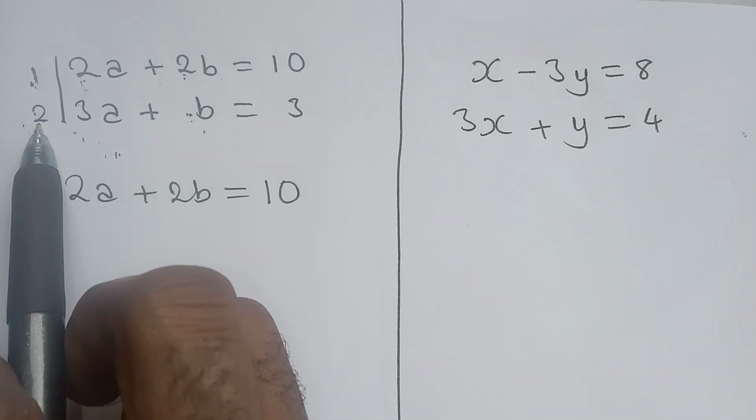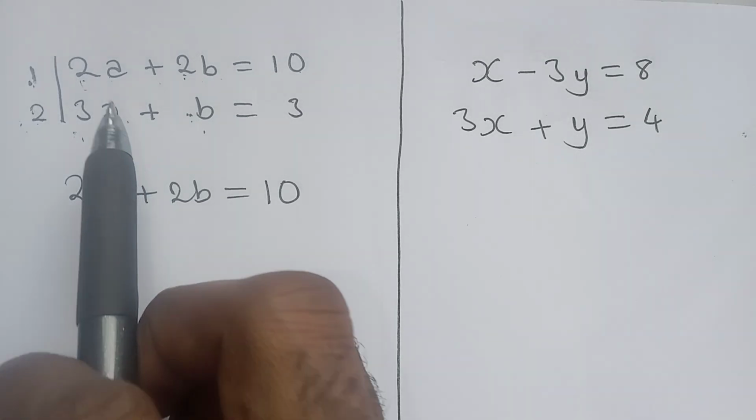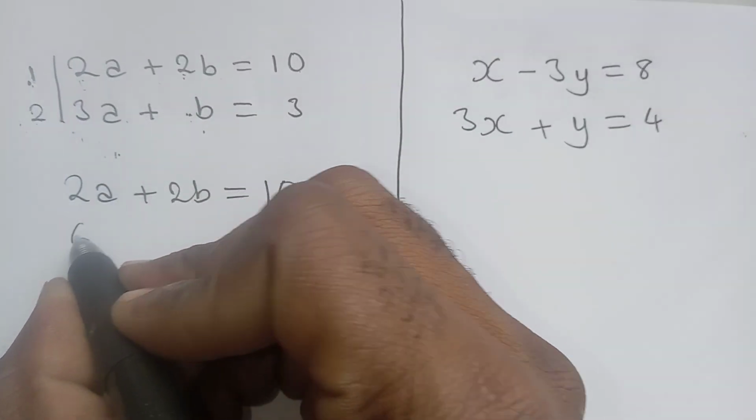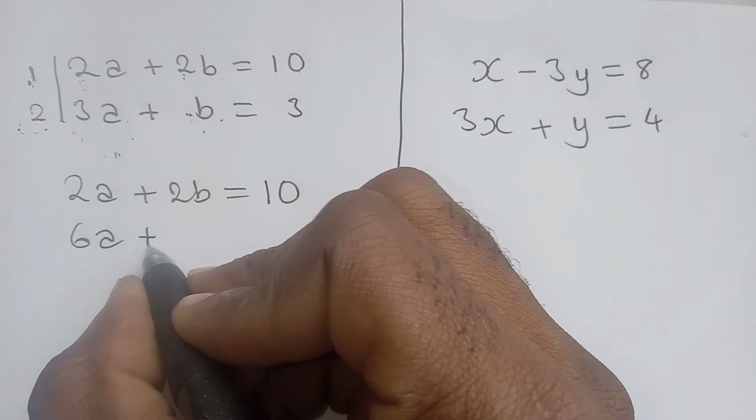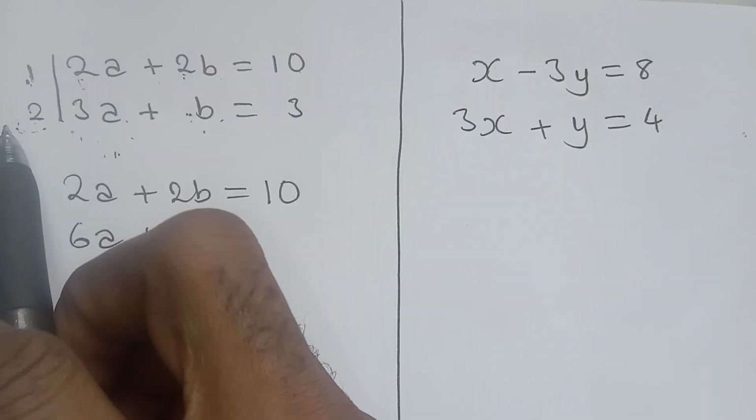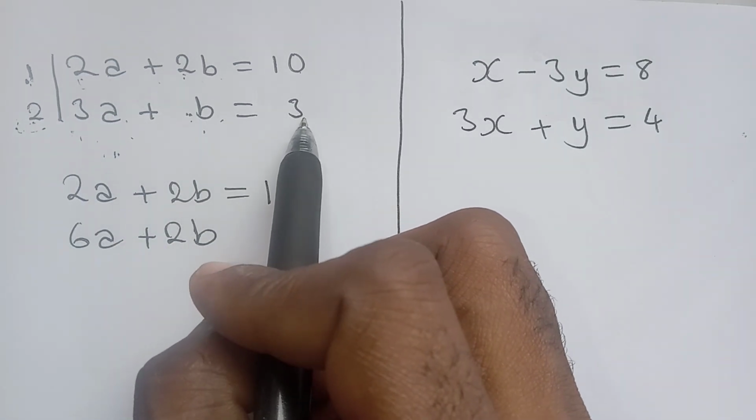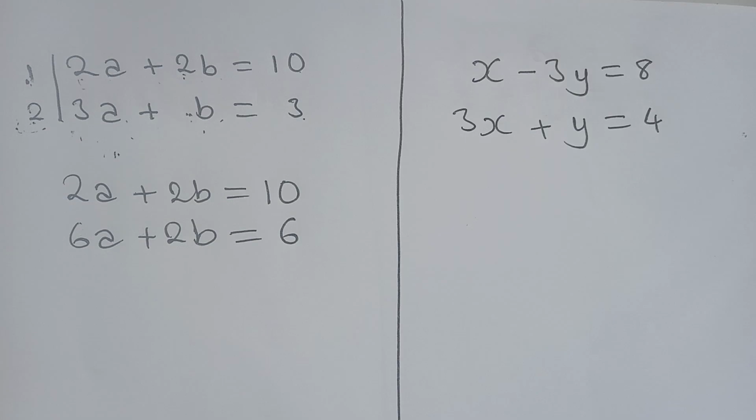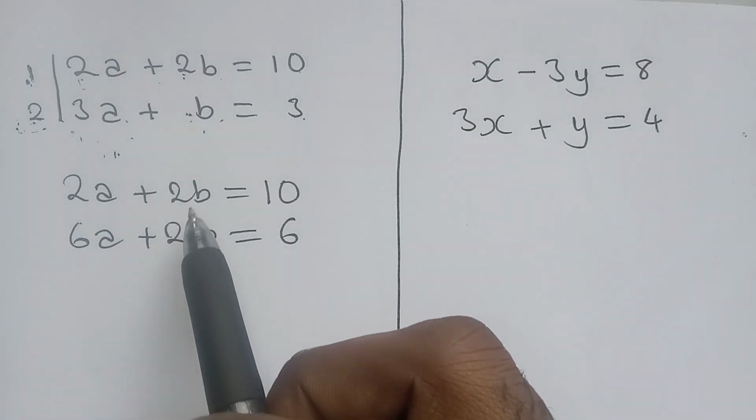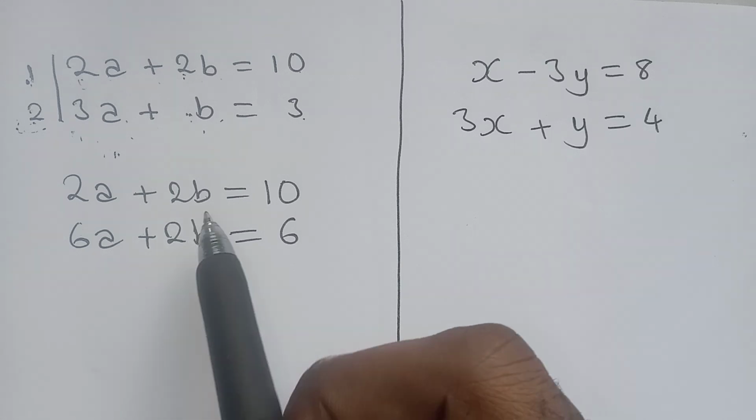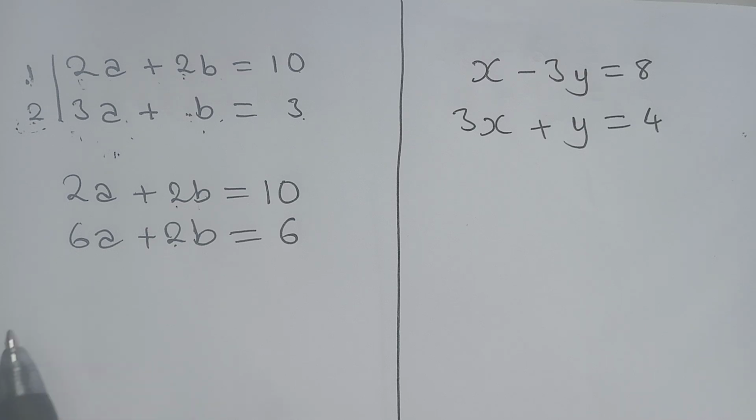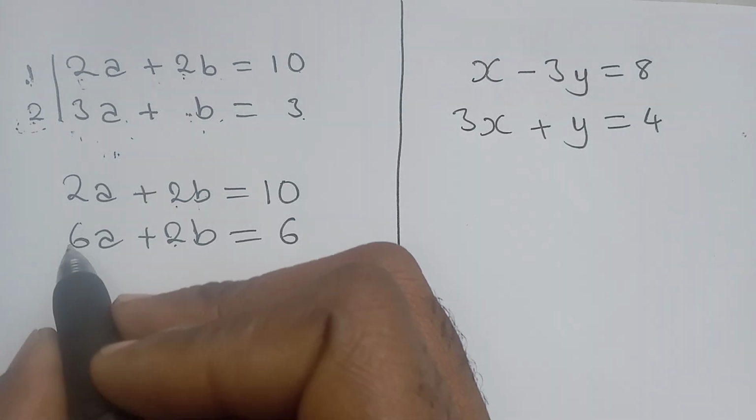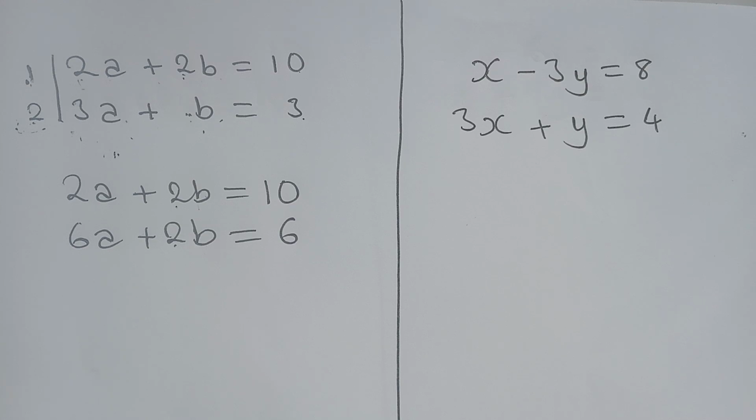So now you have 2 multiplied by 3a, which is 6a. Then 2 multiplied by b, this will be positive 2b. And then 2 multiplied by 3, this is a 6. So as you can see, the coefficients of b are now the same. We have a 2 here, and then we have the 2 here. So to eliminate the b, you can just use the method we looked at in assignment 2.